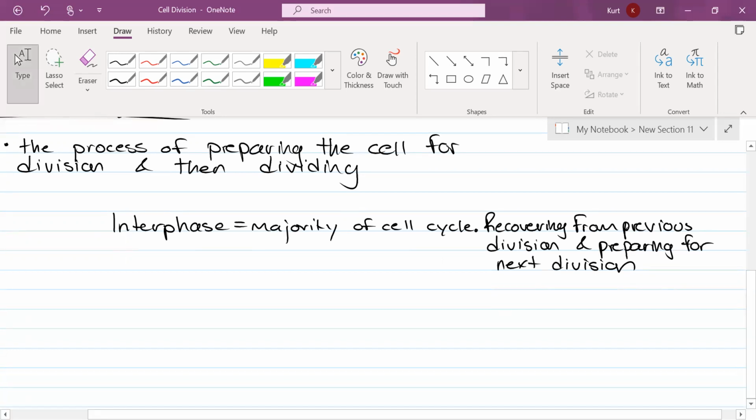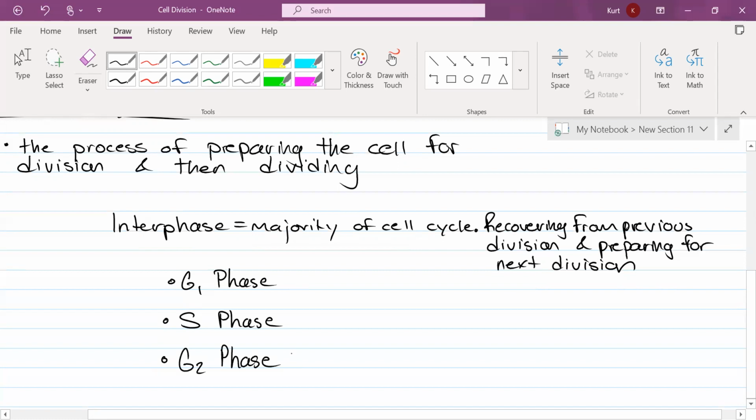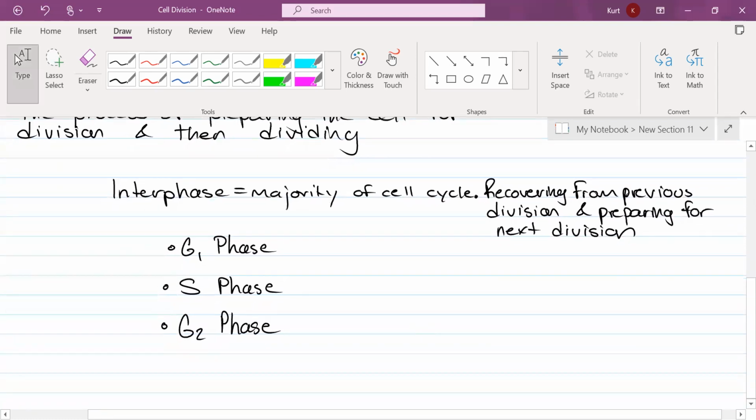So interphase has 3 parts. It has the G1 phase. And be sure you skip lines like I am. The S phase and the G2 phase. These are the stages of interphase.